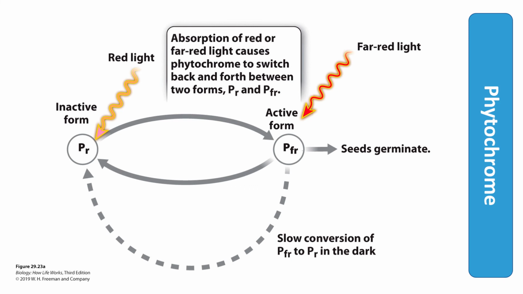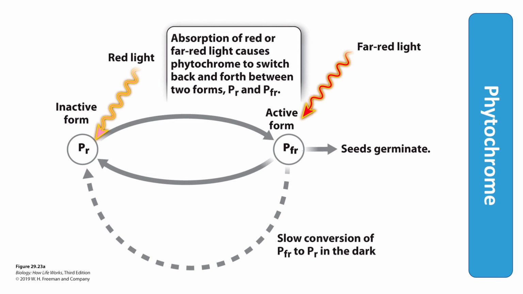Now we know that exposure to red light stimulates seed germination, so we know that the active form of the phytochrome is PFR, which is brought about by red light. So when the phytochrome is in the PFR form, it induces seeds to germinate. In the dark, the active PFR slowly converts back to the inactive PR form. So what that means is that at the end of the day, when most of the phytochrome is in the PFR form, once it gets dark, the PFR phytochrome will begin to convert back to the PR form.